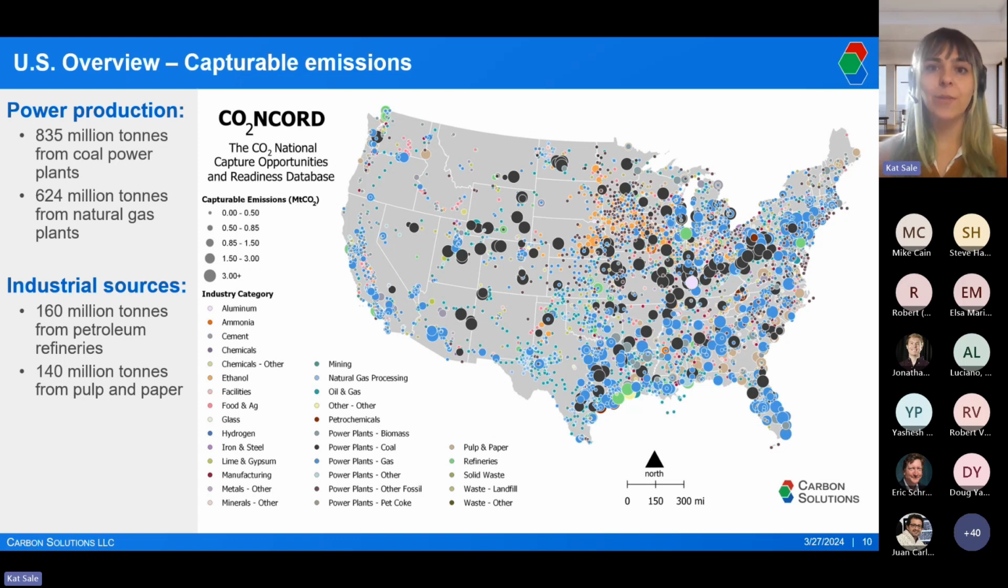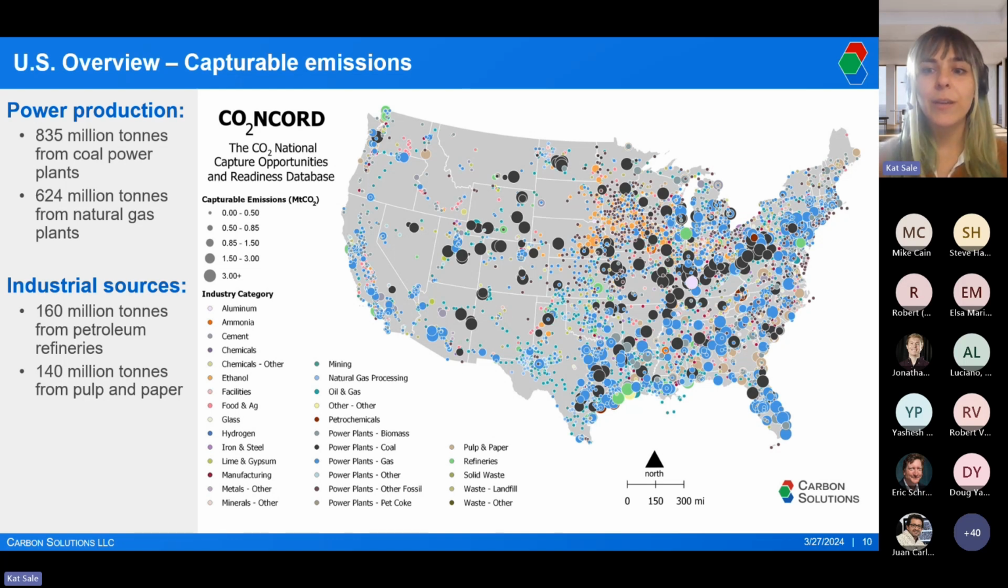Pulp and paper production produces 140 million tons of CO2, and 75% of these emissions are biogenic in source, which means that these emissions are from biological processes or even from the combustion of biogenic or biomass material like pulp and paper. If these emissions are captured, it can contribute to generating net negative CO2 emissions.